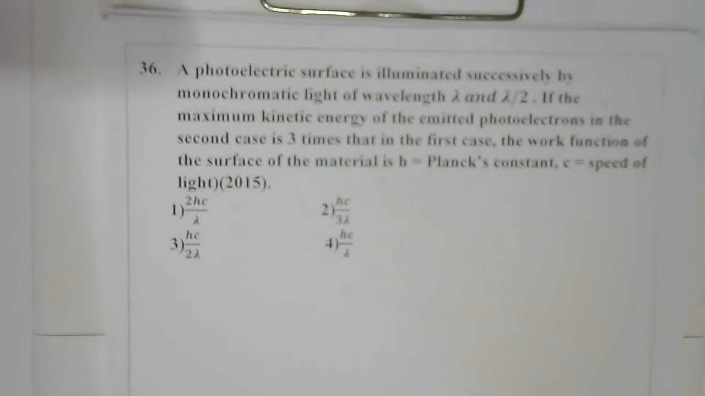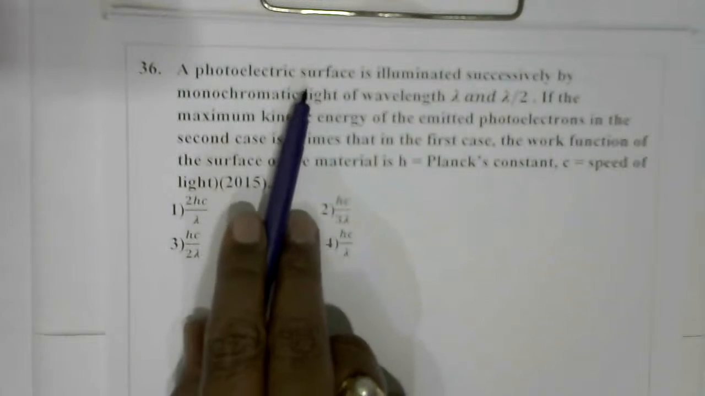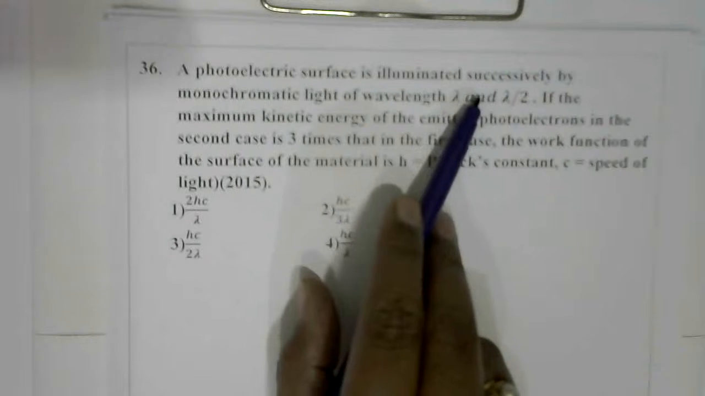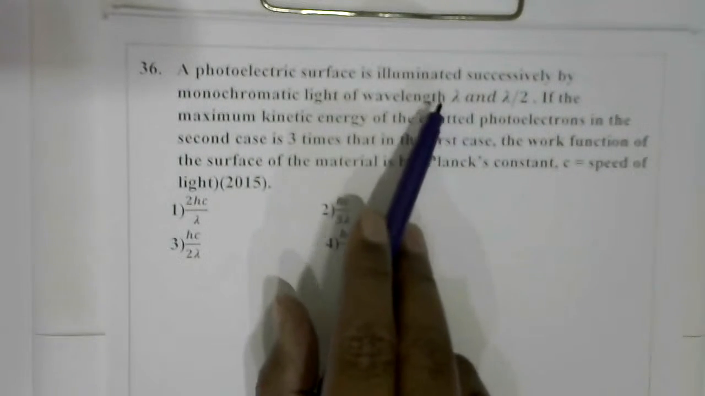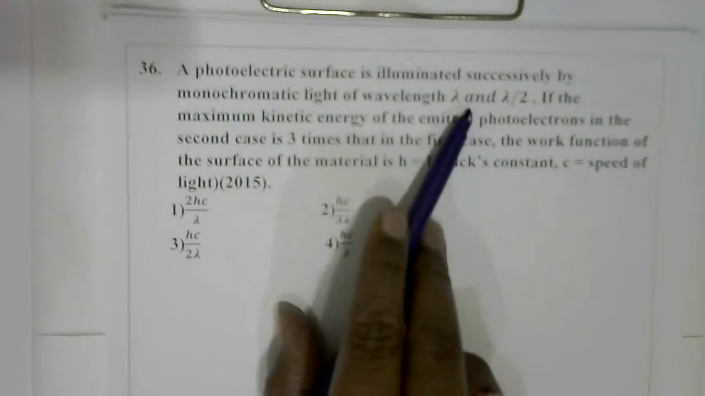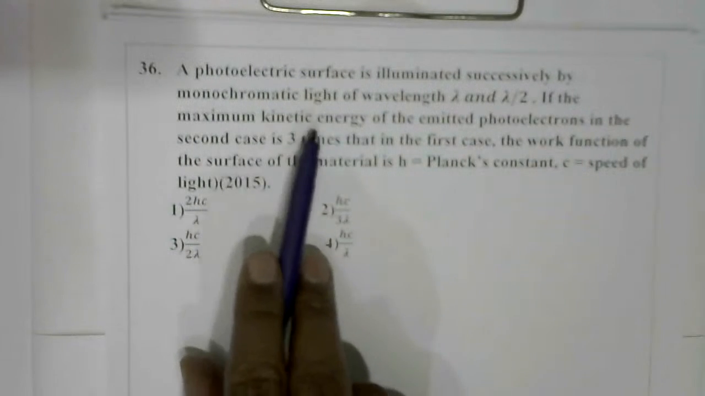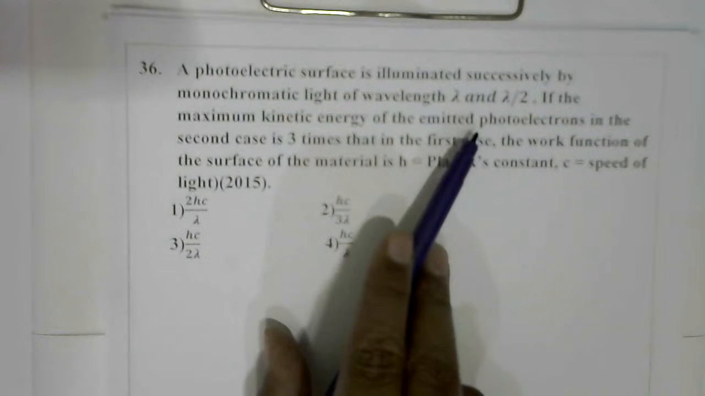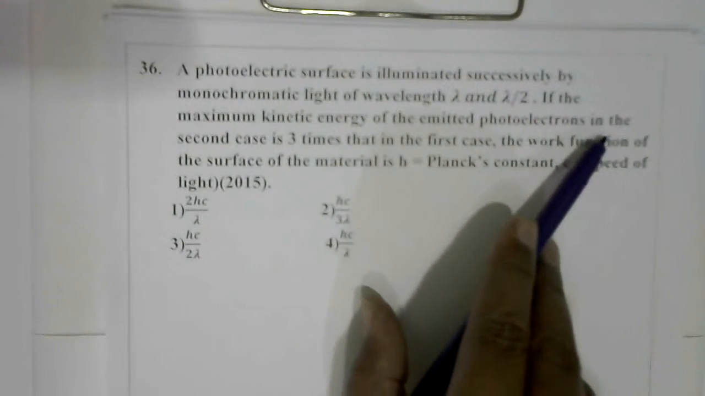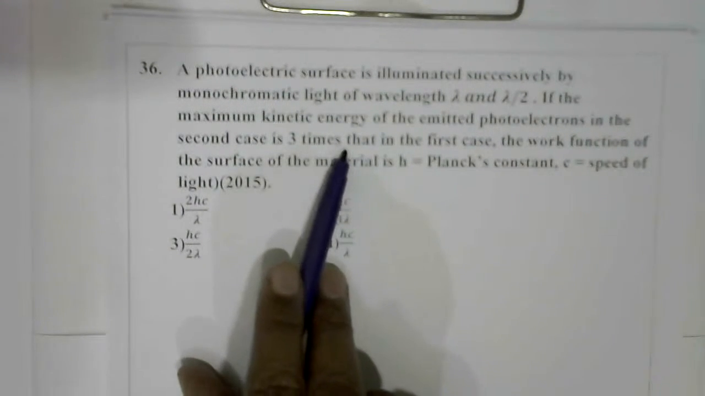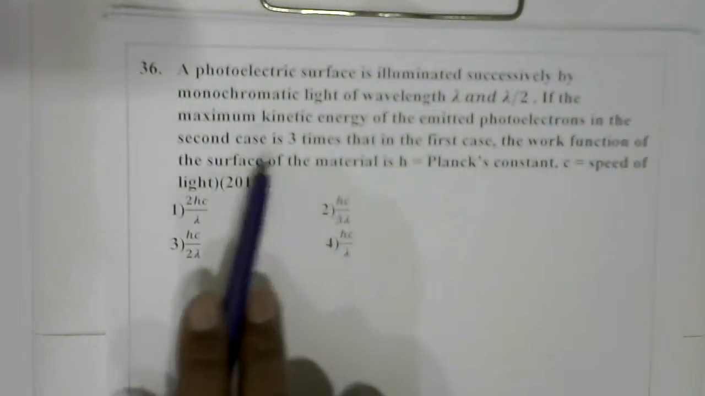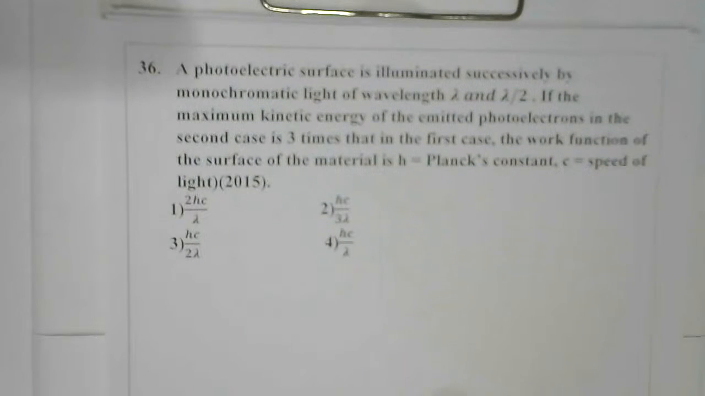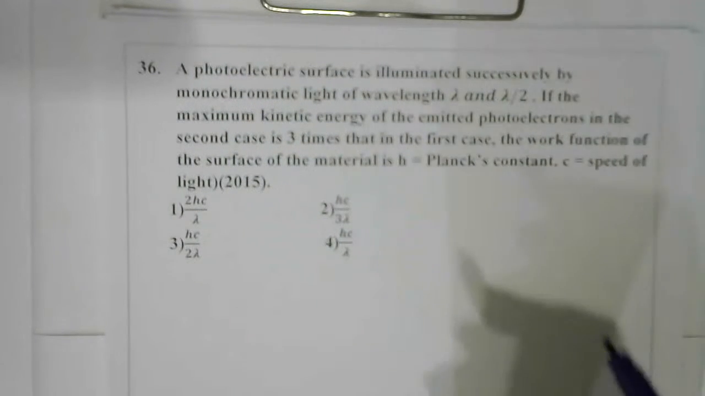So next question. A photoelectric surface is illuminated successively by monochromatic light of wavelength lambda and lambda by 2. If the maximum kinetic energy of the emitted photoelectrons in the second case is 3 times that in the first case, the work function of the surface of the material is. So it's a similar question to what we did in the previous question.